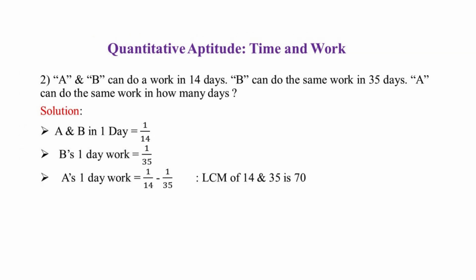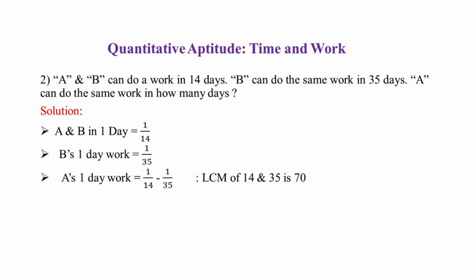So B's 1 day work is 1 by 35. Next step, they're asking in how many days A can do the same work. So we need to subtract B's 1 day work from A and B's 1 day work. Then we will get A's 1 day work. So A's 1 day work is A and B's 1 day work, which is 1 by 14, minus B's 1 day work, 1 by 35.